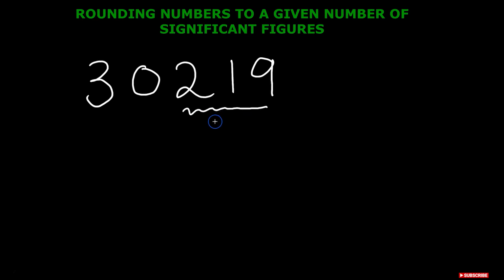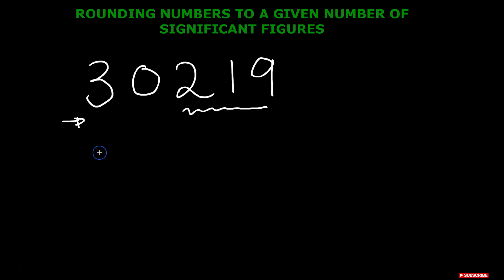So how do we know how many significant figures there are in a number? Well, for example, this number here, there are 1, 2, 3, 4, 5 significant figures. We start to count the numbers from the left. As soon as we come across a non-zero number, that is where we start counting. And if we come to zeros that are at the end, then we don't count them.